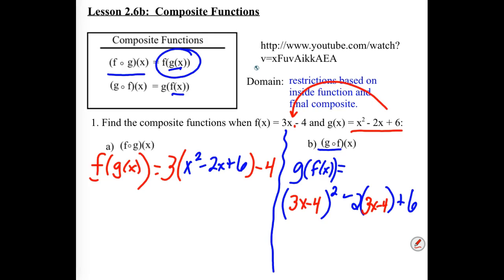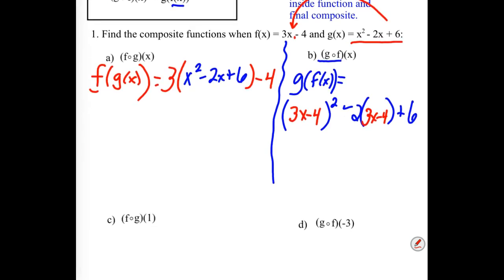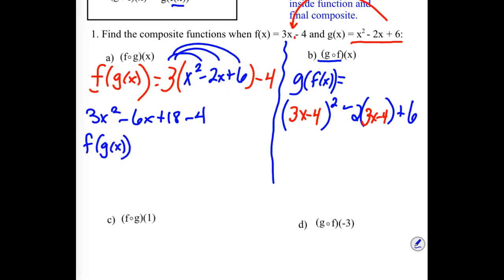Do you see the difference between the two orders? We're going to get different answers out, so it is important that you pay attention to that order. All right, let's go back and do some cleanup. This first function, we are taking 3 times x squared minus 2x plus 6. If I distribute that, I end up with 3x squared minus 6x plus 18. And then there's a minus 4 on the outside. Okay, combining like terms, we can say that our composition, f of g, is 3x squared minus 6x plus 14.